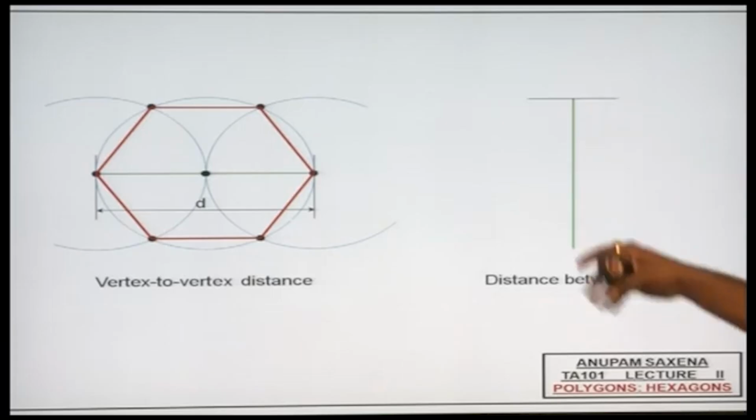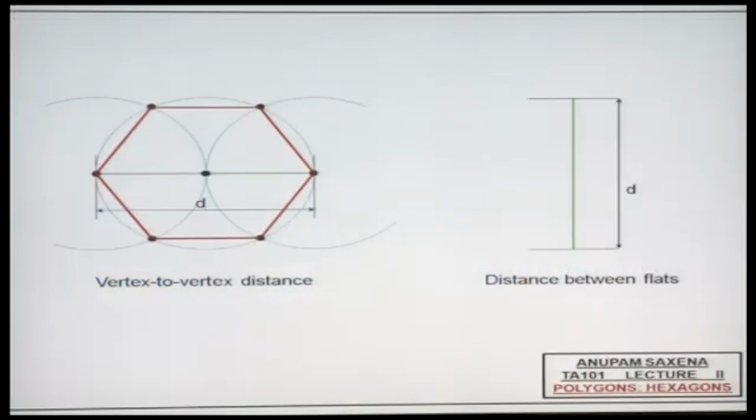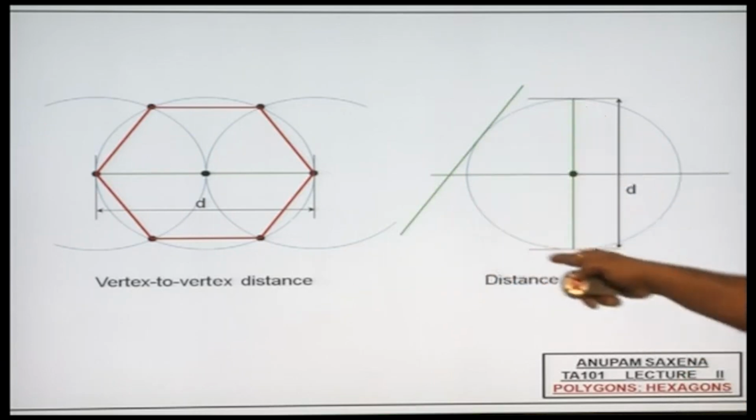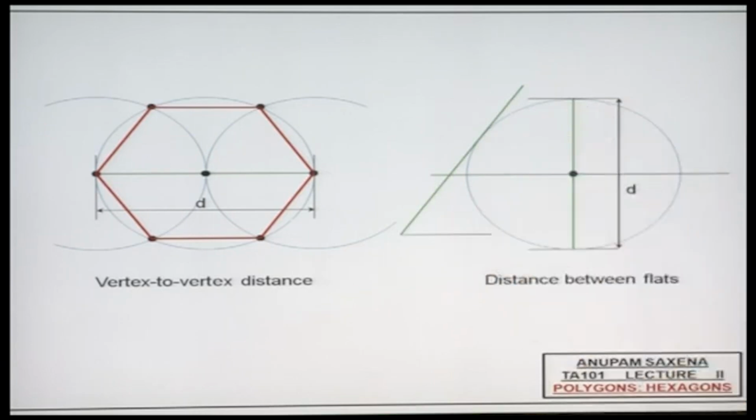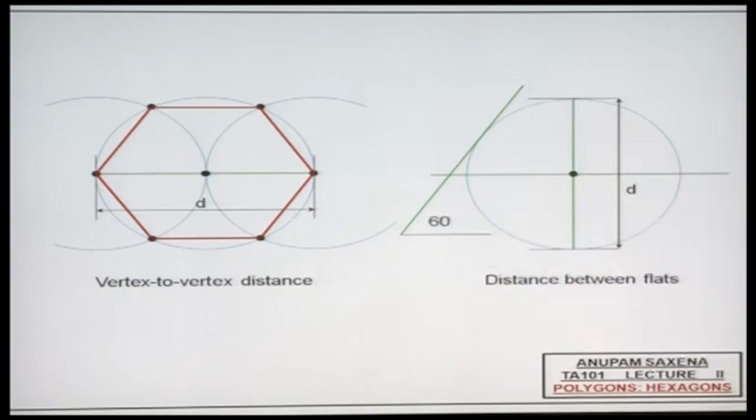Second method, distance between flats. So this is the first flat over here, this is the second flat over here. This distance d is given to us. How do we draw a hexagon? I'll mark the midpoint of this line segment, draw a circle of radius d over 2 with this midpoint as center. I'll draw a horizontal line, and then I'll draw a line which is tangent to the circle, and this line is such that it is making an angle of 60 degrees with the horizontal.